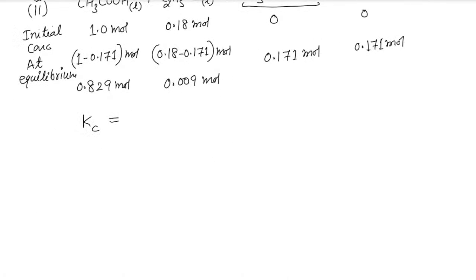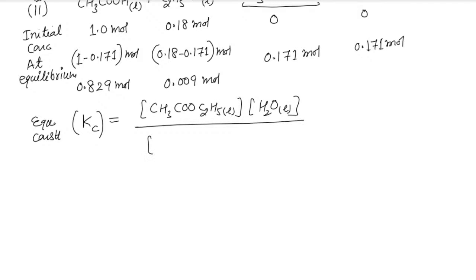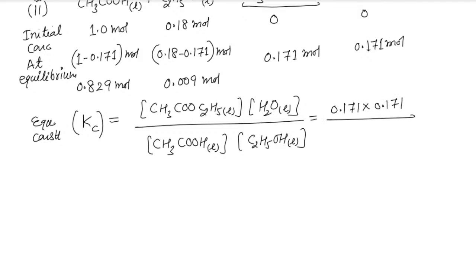So, the equilibrium constant Kc is equal to the concentration of ethyl acetate, the concentration of water, divided by the concentration of acetic acid and the concentration of ethanol. So, that is 0.171 into 0.171 divided by 0.829 into 0.009. Okay. So, tell me. Very close to 4. Okay. So, take it as 4.